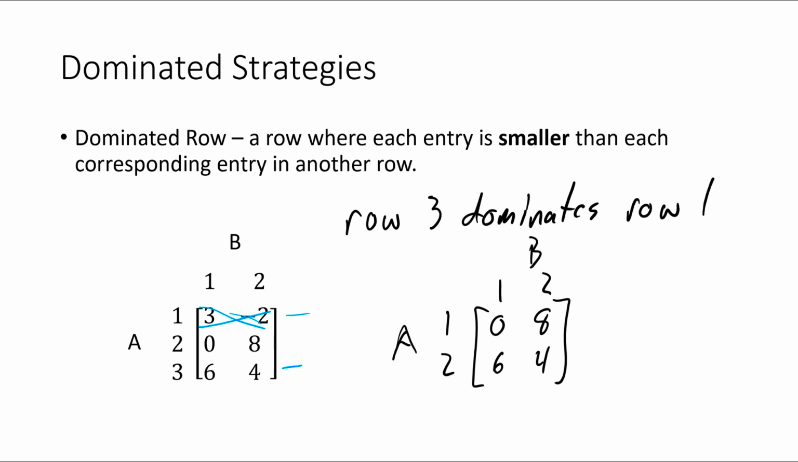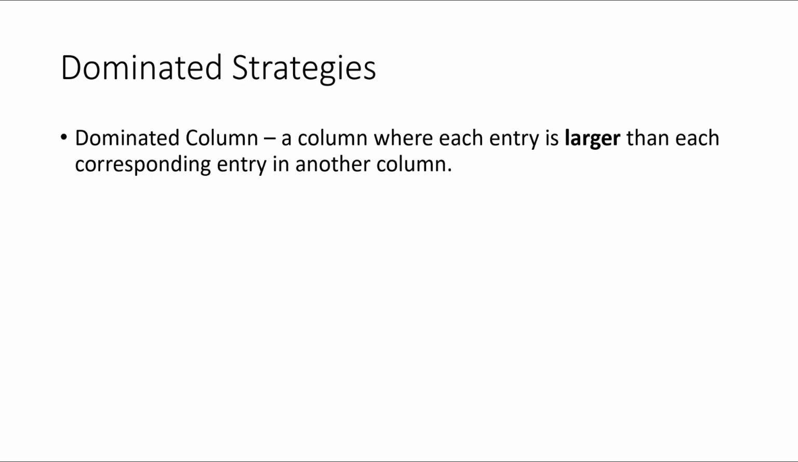So that would be the resulting matrix after we remove the dominated row. All right, so now let's look at dominated columns. A dominated column is a column where each entry is larger than each corresponding entry in another column. So let's compare those real quick.